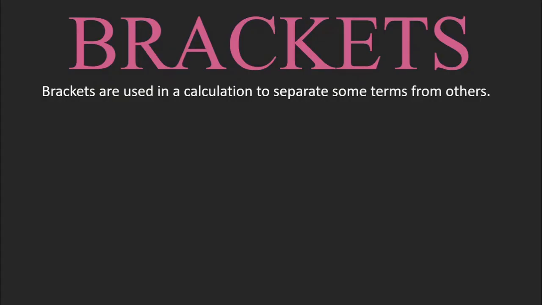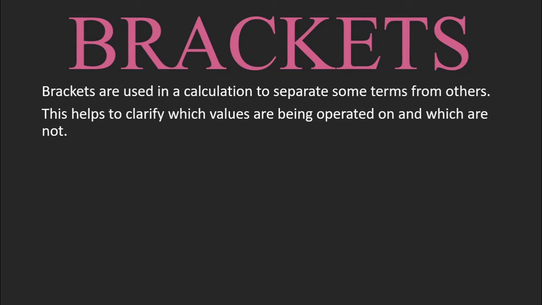First, let's clarify brackets. Brackets are used in a calculation to separate some of the terms from some of the other terms. This helps us to clarify which values are being operated on and which ones are not. So let me show you an example. Here we can see 4 is being multiplied by, and in brackets I've got 2 plus 3. These brackets help to show me that I am going to multiply the 4 by the 2, and I'm going to multiply the 4 by the 3, but I'm not going to multiply the 4 by the minus 6.